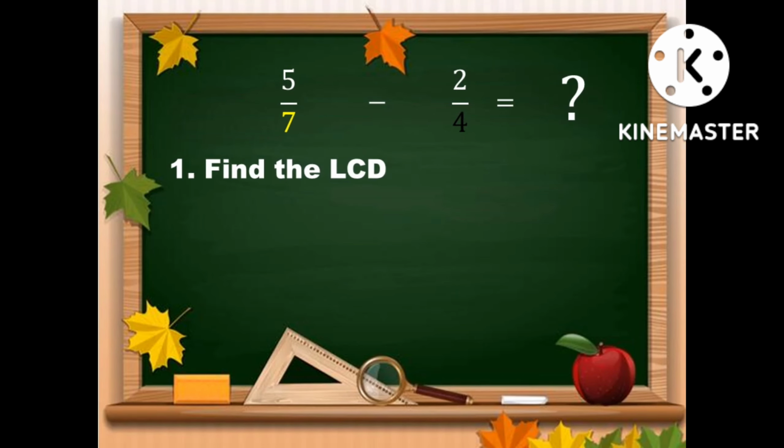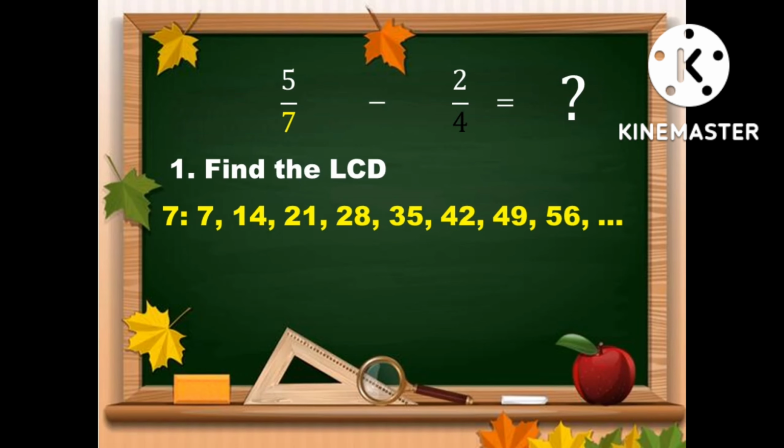First, we have 5/7 minus 2/4. What will be its difference? Again, we first find the LCD of these fractions. Let's first list the multiples of 7: 7, 14, 21, 28, 35, 42, 49, 56, and so on. Then for 4: 4, 8, 12, 16, 20, 24, 28, and 32. What will be its least common denominator?